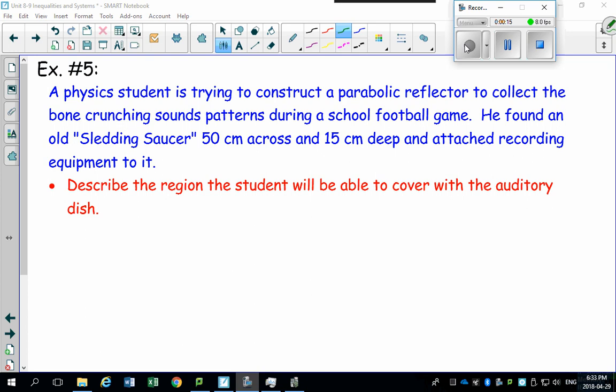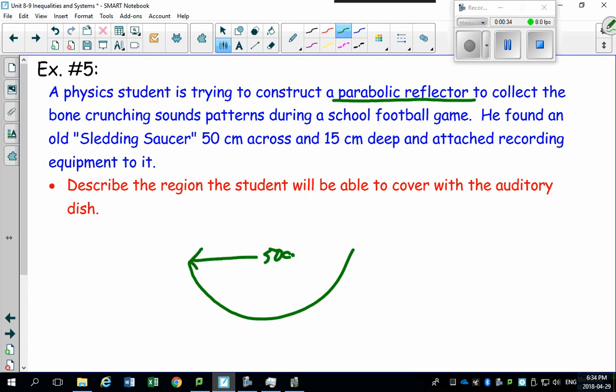We have a physics student trying to construct a parabolic reflector to collect the bone-crunching sounds during a school football game. He found an old sledding saucer, 50 centimeters across. Okay, so here's our sledding saucer. We know that from here to here is 50 centimeters. Okay, we know that it's 15 centimeters deep, from here to here. Perfect. Okay, and attach the recording equipment to it. Describe the region that students will be able to cover with the auditory dish.